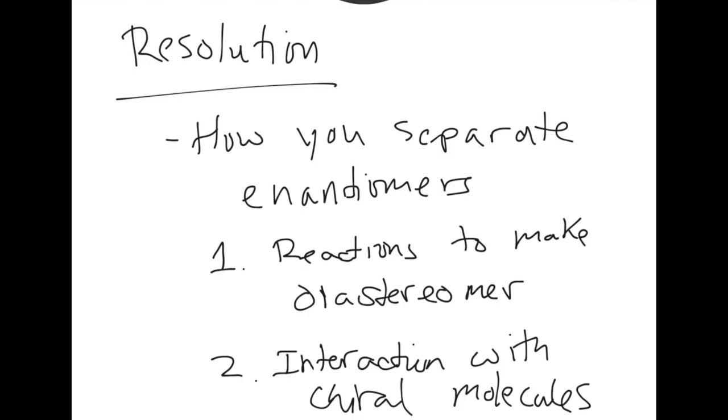So you either turn your two enantiomers into two diastereomers that have different physical properties, boiling points, melting points, polarities, so you can separate them, or you have your chiral molecules interact with something chiral, and they will separate themselves that way.